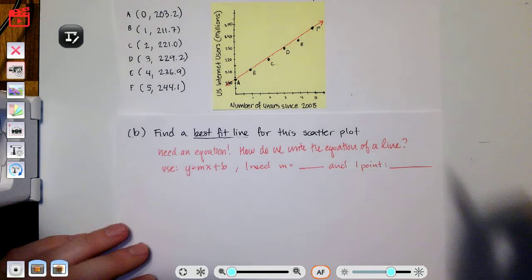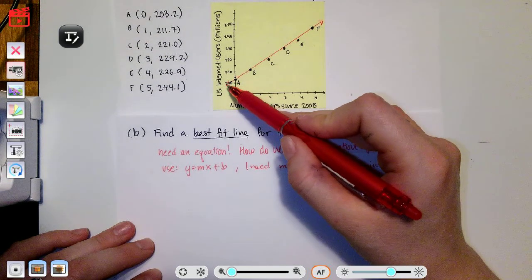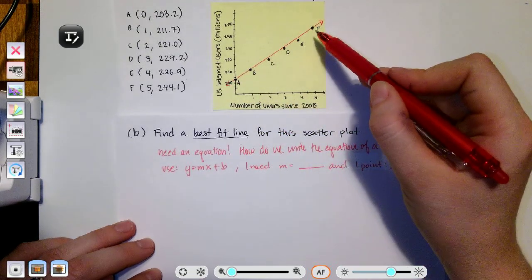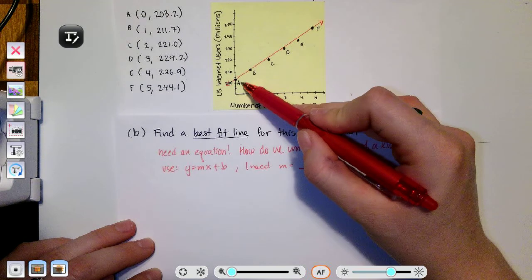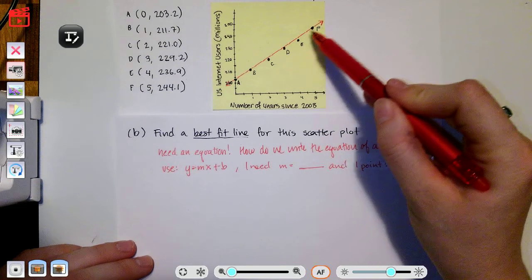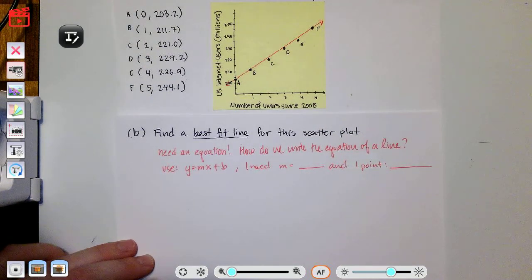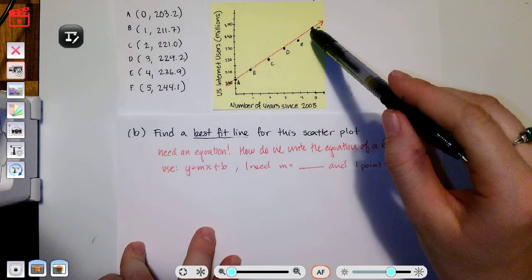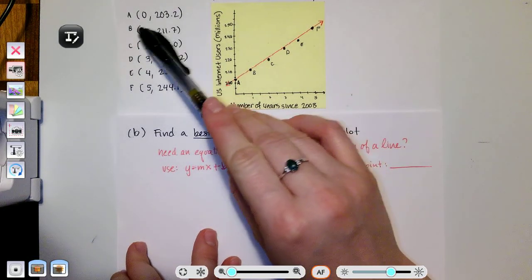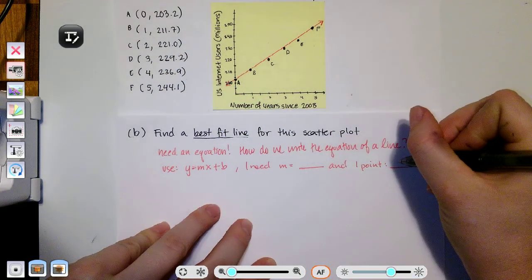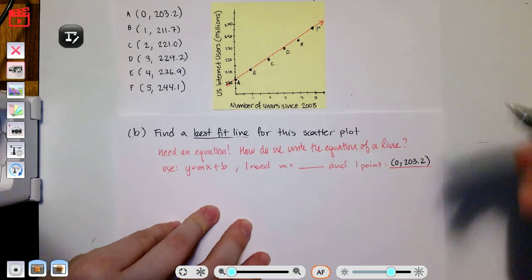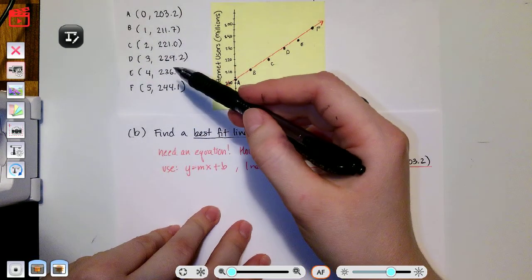Okay, so let's take a look at this line that I chose to be my best fit line. What's a point on this line? So either F or A would be good points to choose for my 1 point. And remember, any of these points would be good values because they're from my line. I'm going to go ahead and choose the point A because the point A has the smaller numbers. I always go for the smaller numbers, simpler the better. So we're going to choose 0, 203.2.